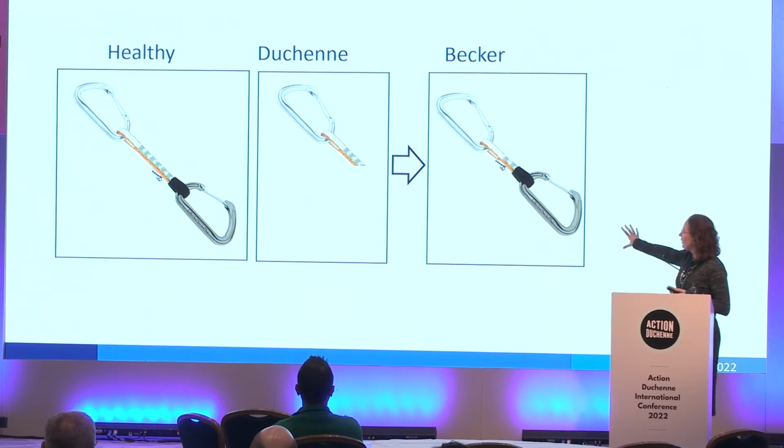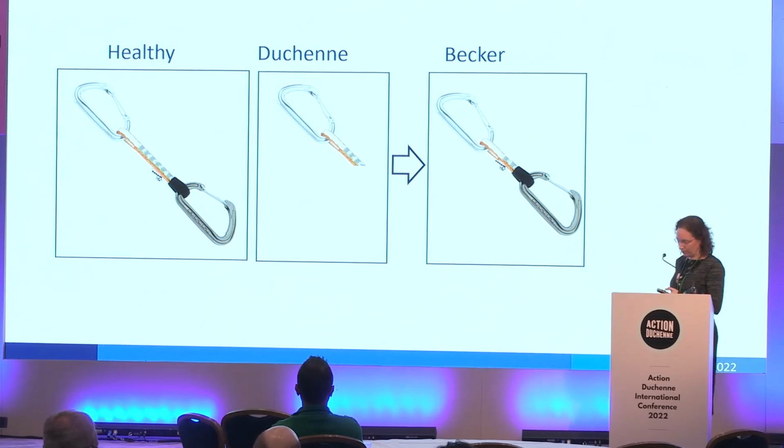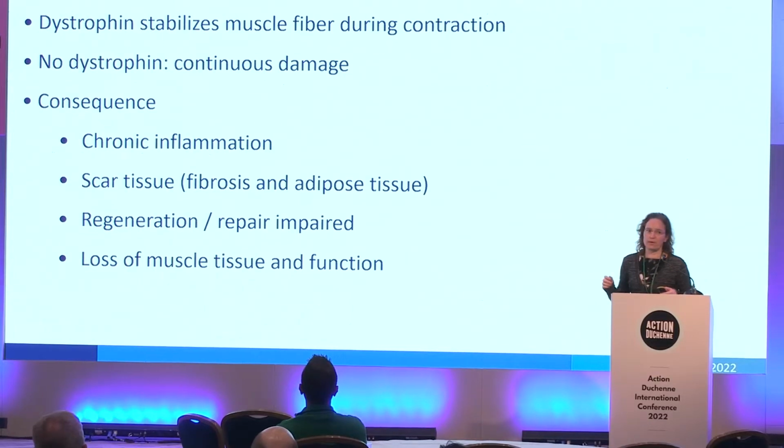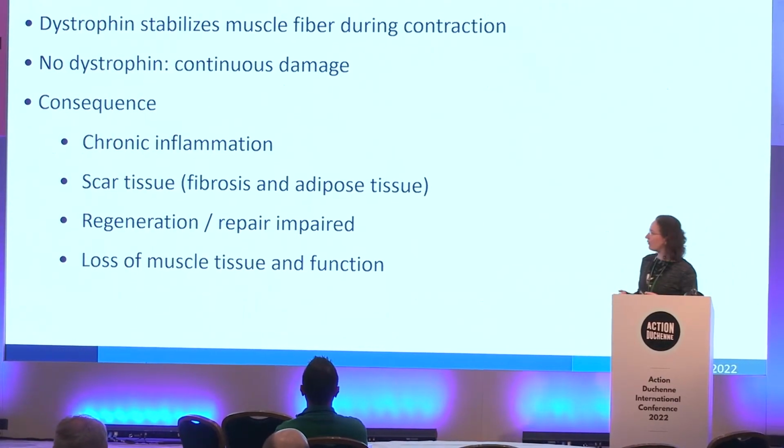Becker patients, they do have these two important domains, so they click to the harness, they click to the rope. Only the elastic thing in the middle is shorter. So if they fall, they will be bruised, but they won't hurt themselves as badly as when this function is not working. So what the dystrophin does, it stabilizes the muscle during contraction by connecting the inside of the muscle fiber to the outside of the muscle fiber.